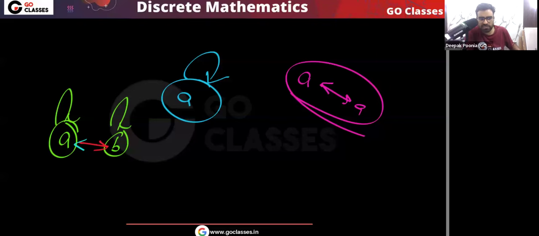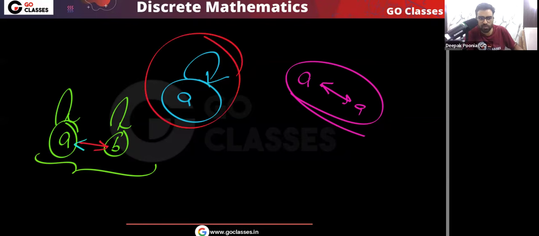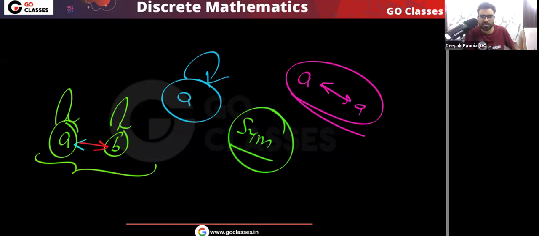Notice one thing, they do not interfere with each other, because a self loop is already bidirectional. So basically, a self loop is not disturbed by the symmetric closure. In simple words, the symmetric closure does not disturb the self loop. Can I say that? Yes, symmetric closure does not disturb the self loop. If the self loop is there, it will be there. If it is not there, it will not be there.